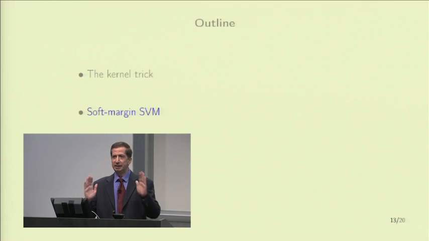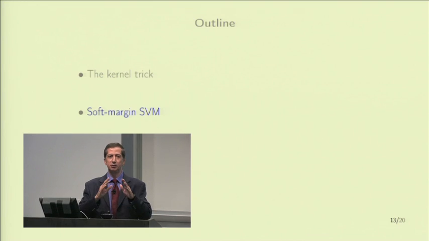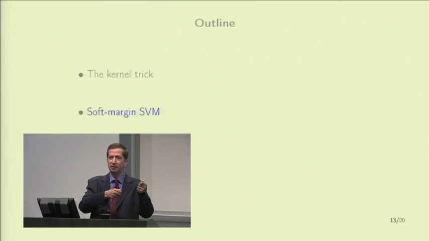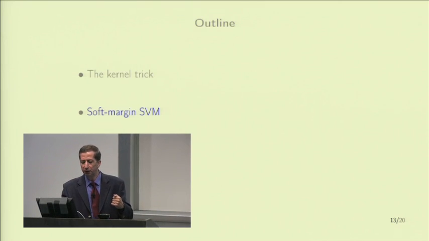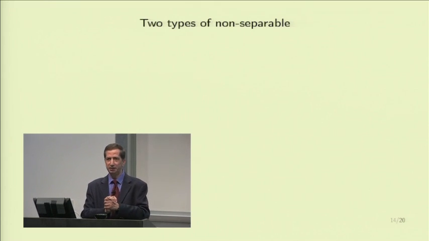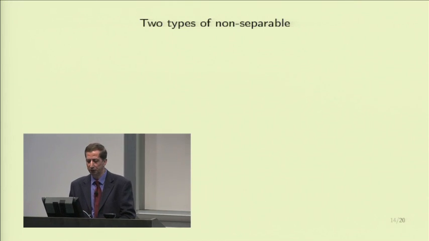Done with kernels, that's half the deal, and now we are going to the case where the data is not linearly separable, and we still insist on separating them while making some errors. And this brings us back to the old dichotomy between two types of non-separable. We have seen this before, and this actually turns out to be the subject of this lecture, if you will.